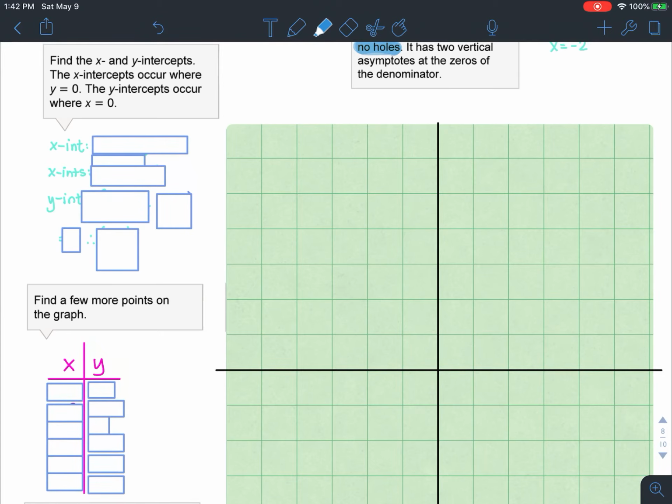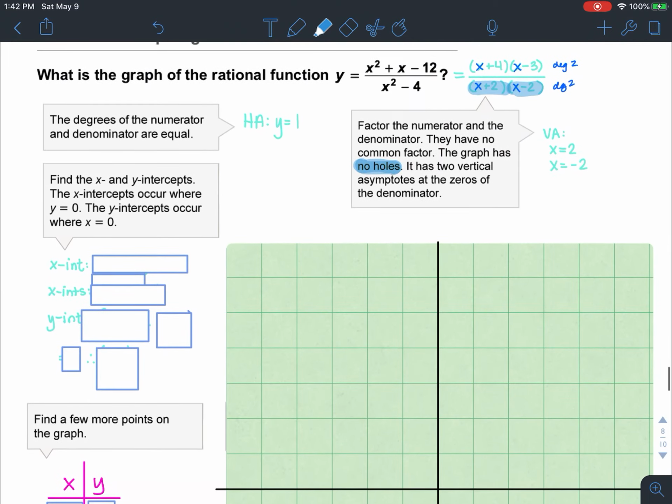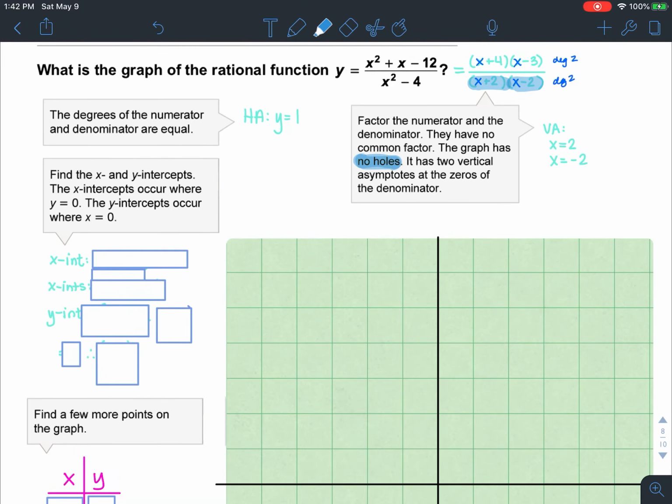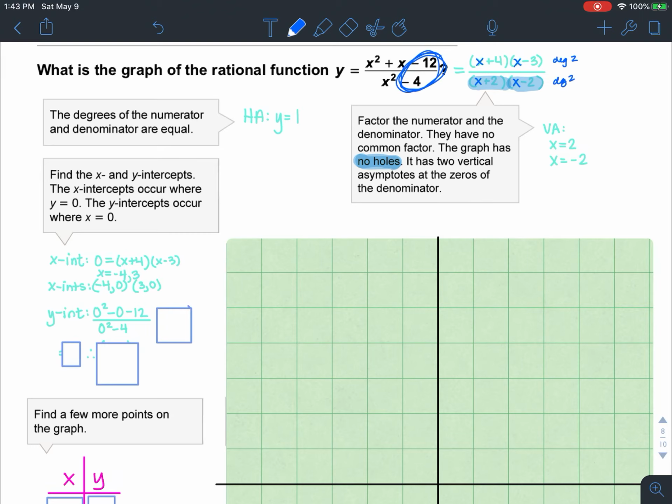But see, we've practiced all of these pieces now, so it should be okay. The x-intercept: take the simplified form, if you have one, set the top equal to 0. So x plus 4 times x minus 3 equals 0. So x is negative 4 and 3. So we have two x-intercepts at negative 4, 0, and 3, 0. The y-intercept happens when you sub in 0 for x. And so everything's going to just turn into 0 except for these last numbers here. And so negative 12 divided by negative 4 is 3. So the y-intercept is at 0, 3.